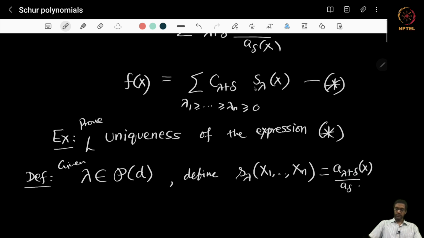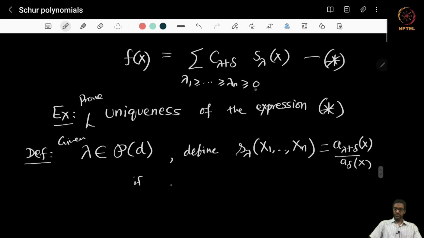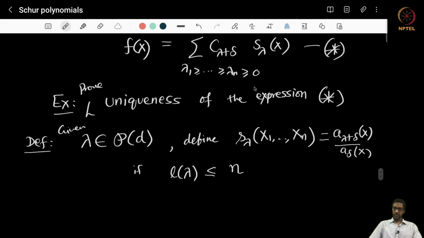If the length of lambda, the number of non-zero parts, is at most the number of variables n. Okay, only then does it make sense to talk about A lambda plus delta and A delta. But delta here is n minus 1, n minus 2 till 0. So you can define it like this only if the length of lambda is less than or equal to n, else we just set it to 0.